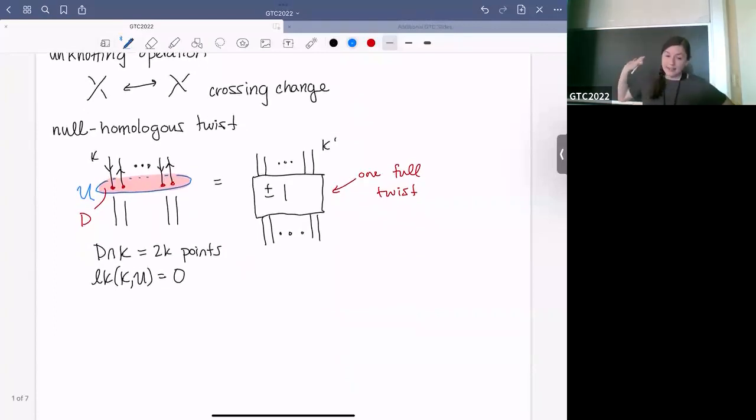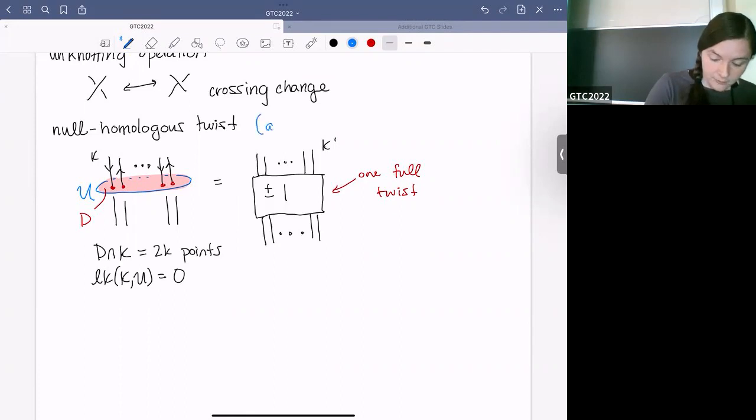And now it turns out that this operation is still an unknotting operation. You can get to the unknot via operations like this for any given knot. But it also turns out that it can be arbitrarily large. Okay, so it is more analogous to the unknotting number. And in fact, depending on who you're reading, a null homologous twist might be called a generalized crossing change.